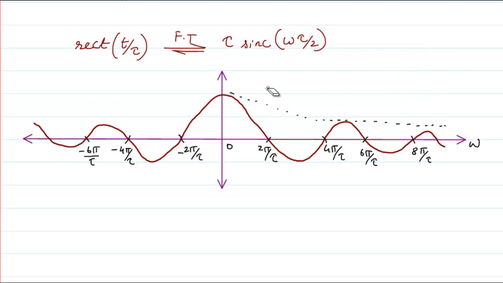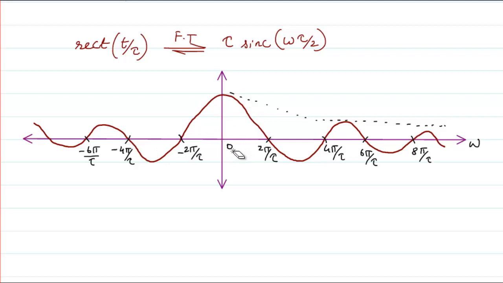Now, the main thing to see here is where the zeros are occurring. The first zero is occurring at 2 pi by tau, where this tau is coming from here. So 2 pi by tau, 4 pi by tau, 6 pi by tau, 8 pi by tau. These are the omega values at which the function is 0.